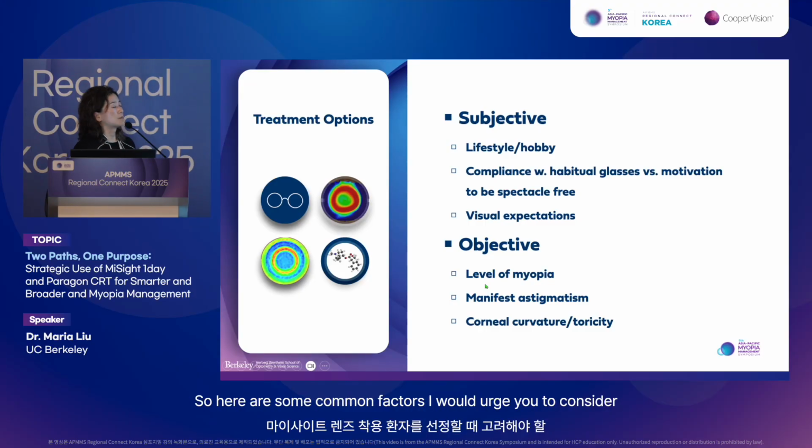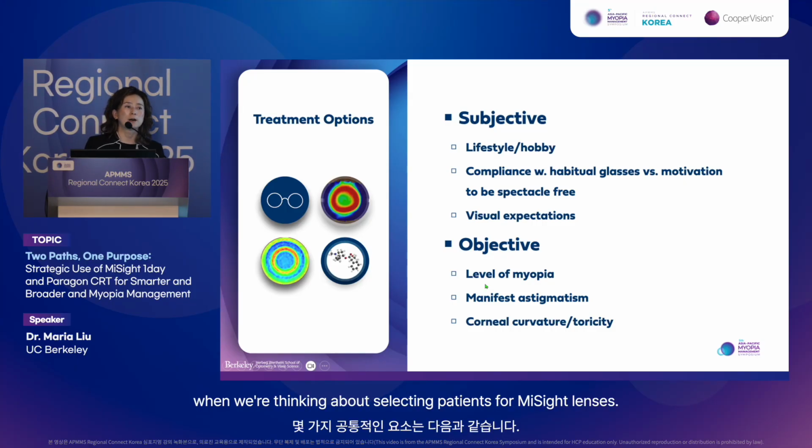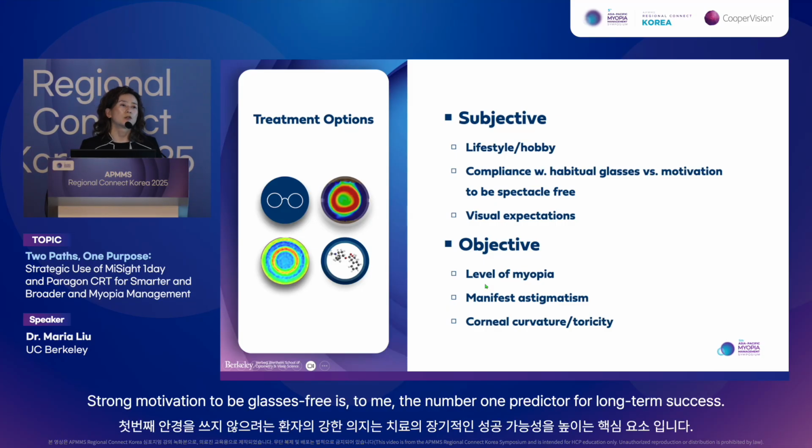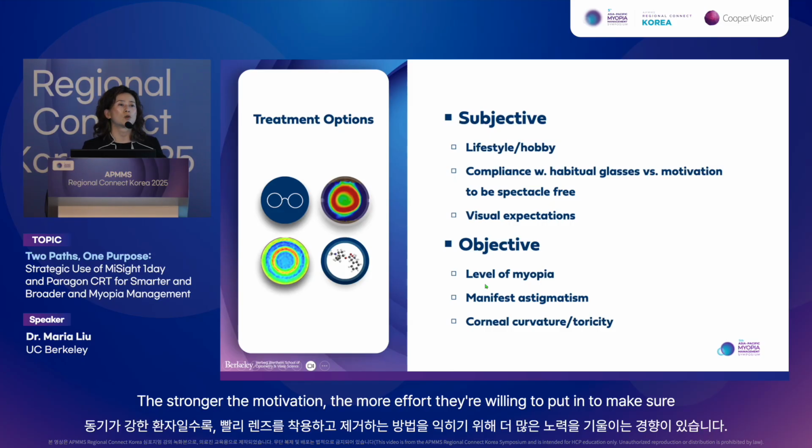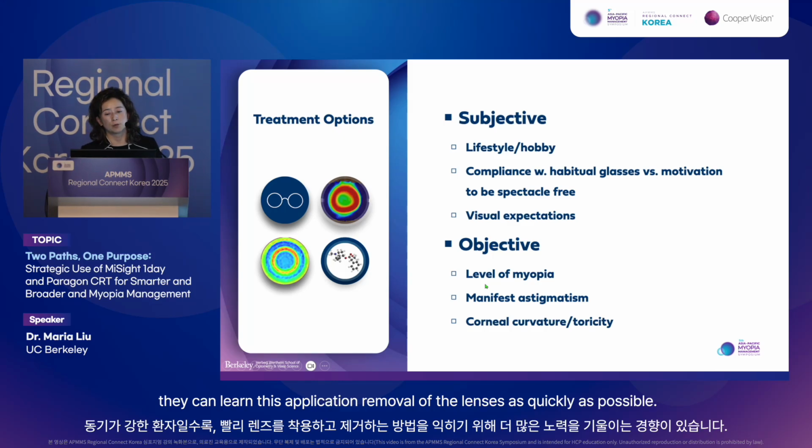So here are some common factors I would urge you to consider when selecting patients for MiSight lenses. Strong motivation to be glasses-free is, to me, the number one predictor for long-term success. The stronger the motivation, the more effort they're willing to put in to learn the application and removal of the lenses as quickly as possible.